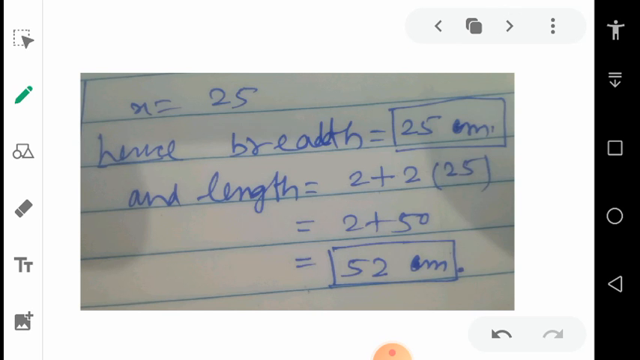Put the value of x, do the calculations, we will get 52. So finally we have the length, that is 52 meter, and breadth is 21 centimeter. To make sure that your answer is correct, again use the cross checking method.